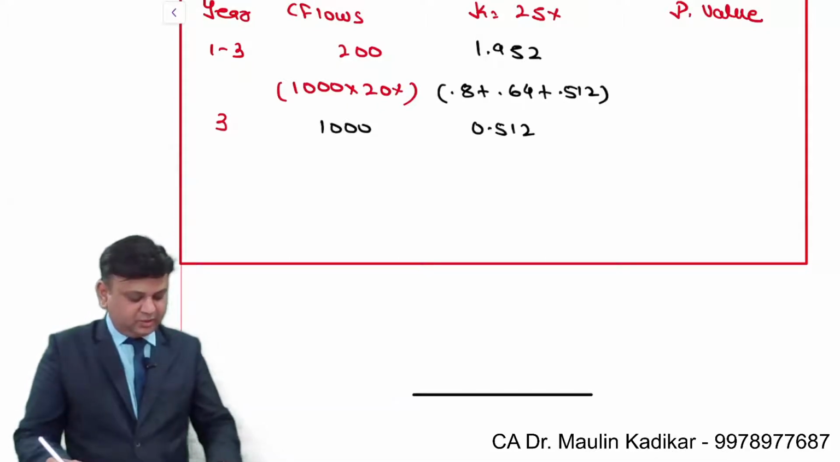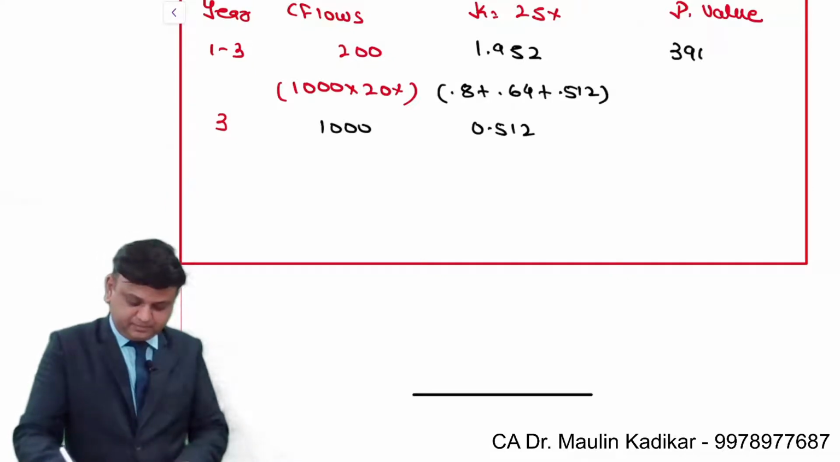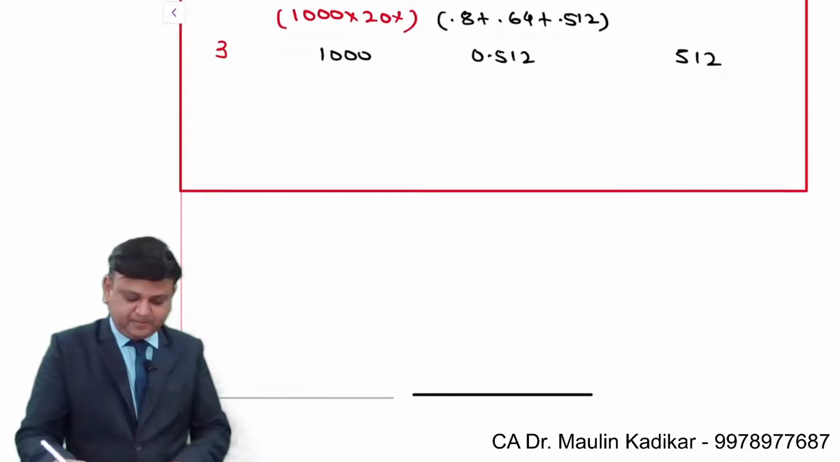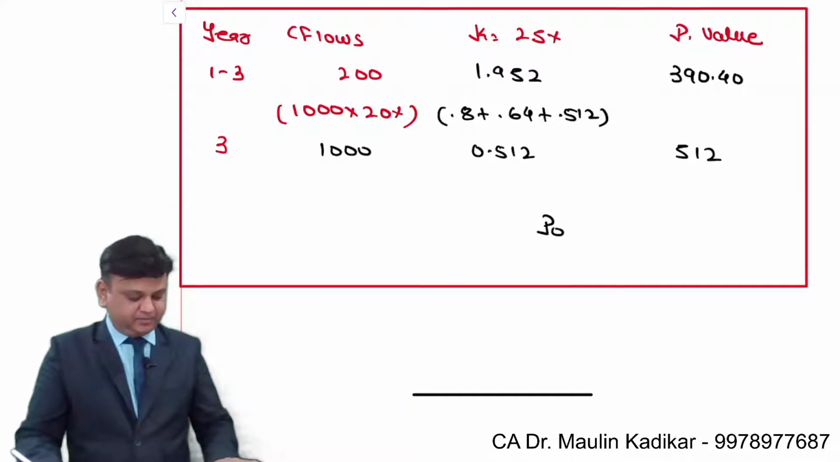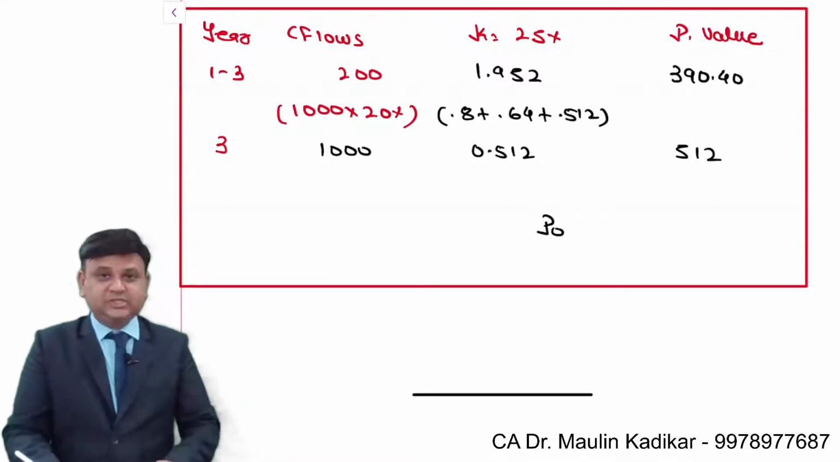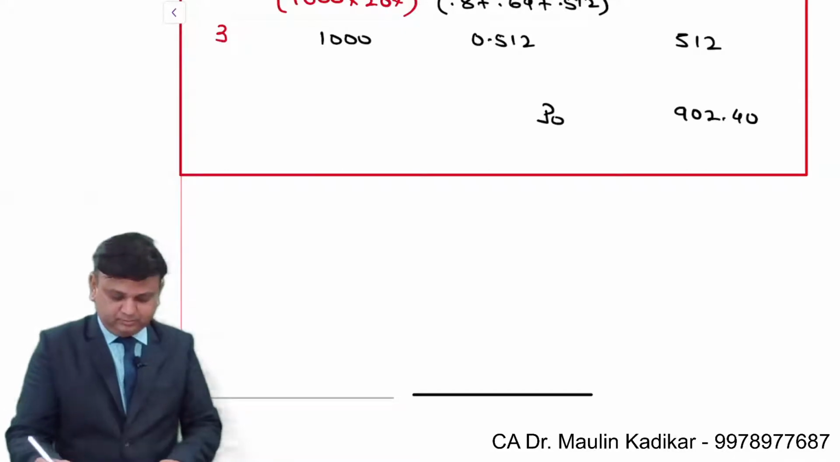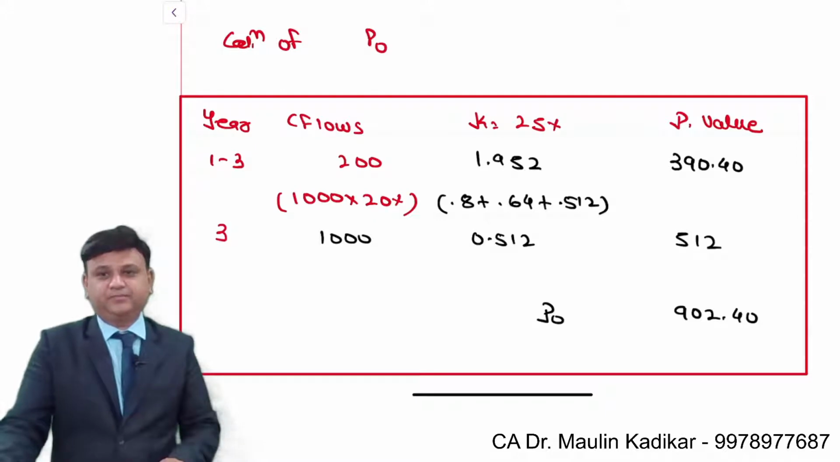So 200 into 1.952 is 390.4, and for the last year it is 512. Based on that, the P0 will be calculated, so it is 902.4. Please write an answer for the P0 calculation.